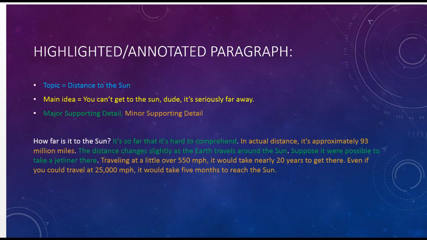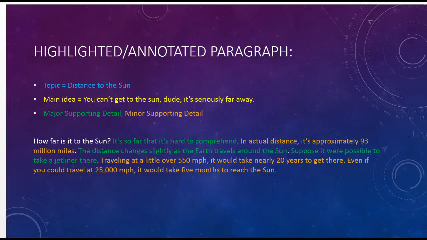And let's take a look at this annotated. Topic: distance to the sun. That's easy. Main idea: you can't get to the sun, it's seriously far away. And again, this was something you had to come up with. There's no one sentence in here that tells you that the sun is too far to get to, but that's what you have to figure out. What is this whole paragraph about? It's like, look, you can't get to the sun. It's too far away.